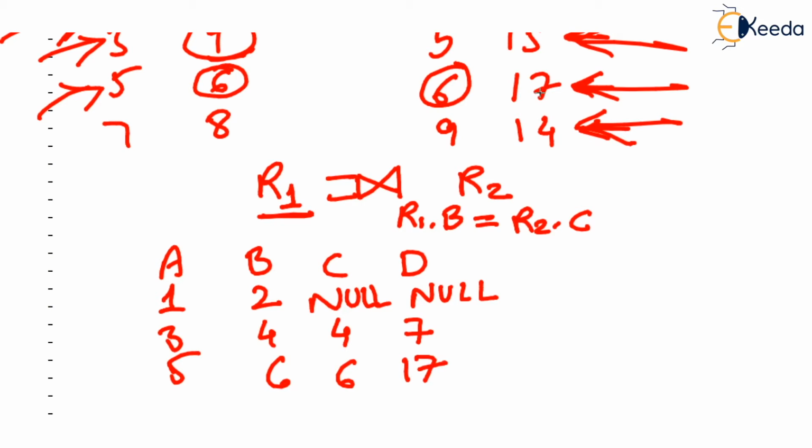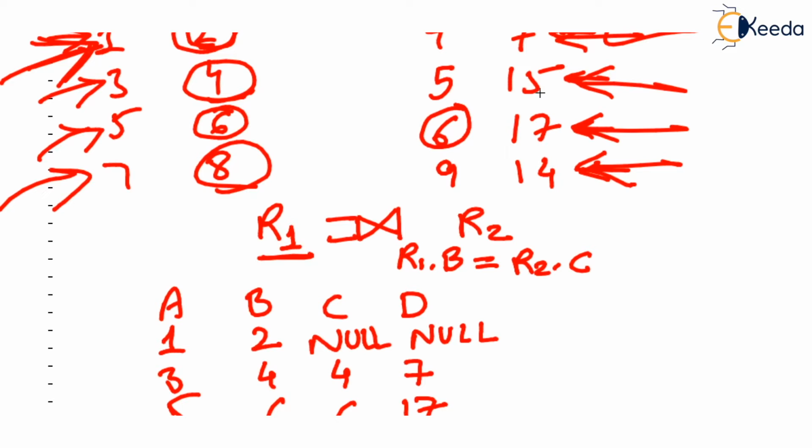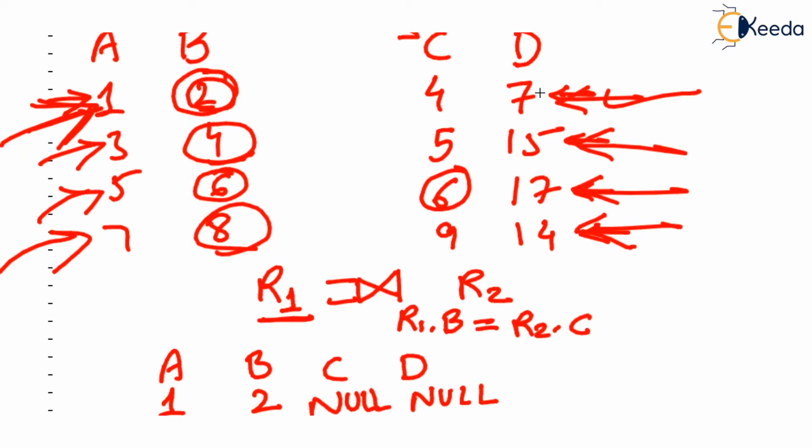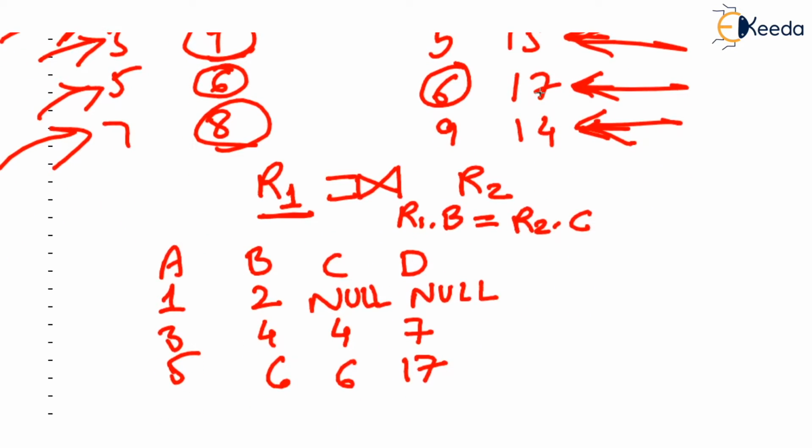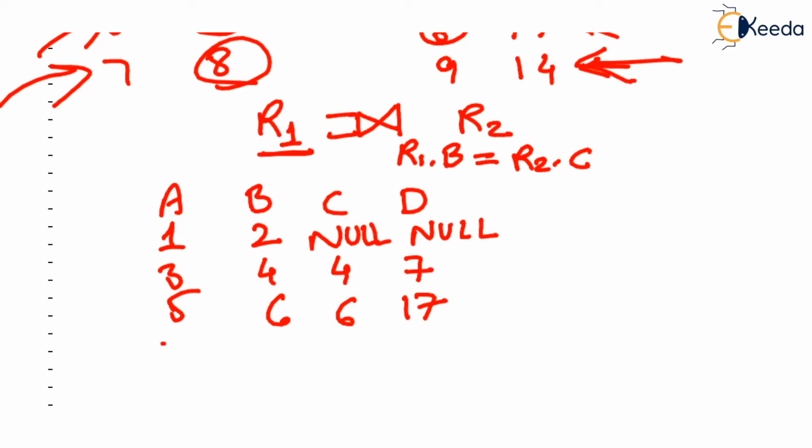What about the last row? 7, 8. Here, this 8 does not match with any of the values of C, isn't it? But then will 7, 8 be listed? Yes. The left hand side table R1 will definitely be listed, but no match was found in C and D, rather in the right hand side table. So C and D will be listed as null.